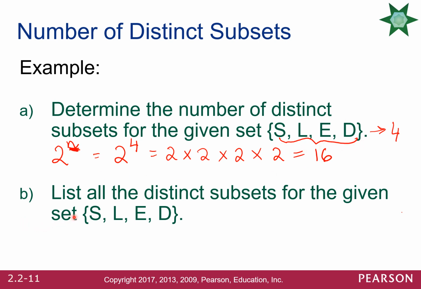The second part says list all the distinct subsets for the given set SLED. So we have to clearly show all the subsets with their elements. All right, and we will do that in the next slide, but I will also give you a process to find all the subsets without missing one. So let's go on to the next one, which will display the subsets that can be created.